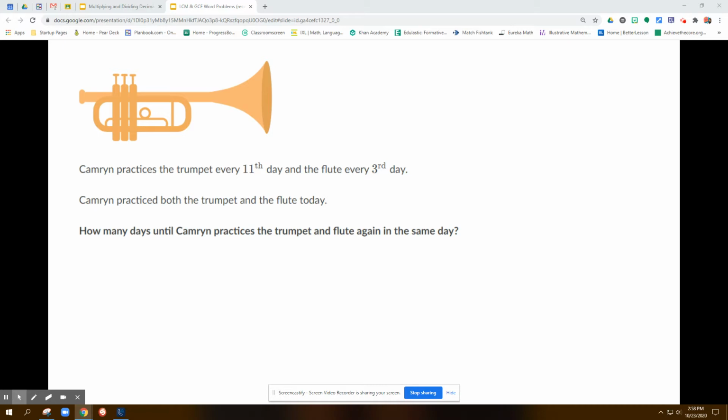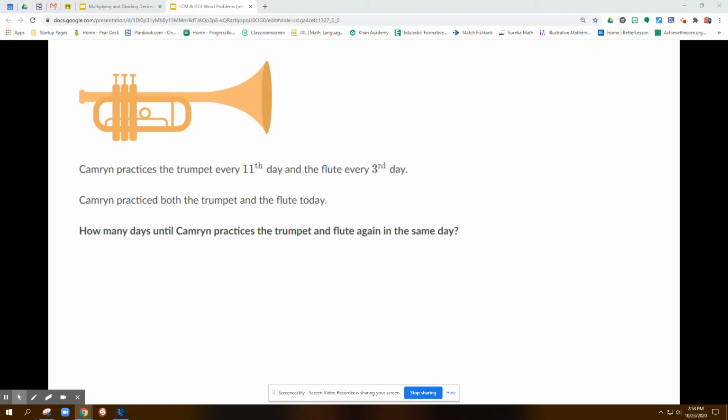For problem 1, it says that Cameron practices the trumpet every 11th day and the flute every 3rd day. Cameron practiced both the trumpet and the flute today. How many days until Cameron practices the trumpet and the flute again on the same day? First of all, I want you to answer: is this going to be a greatest common factor problem or a least common multiple problem?